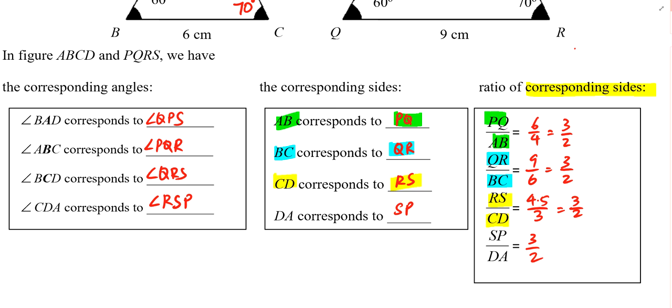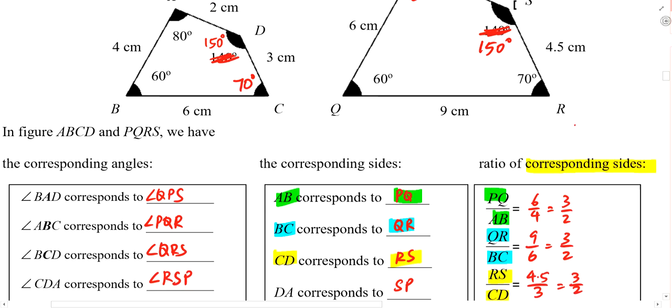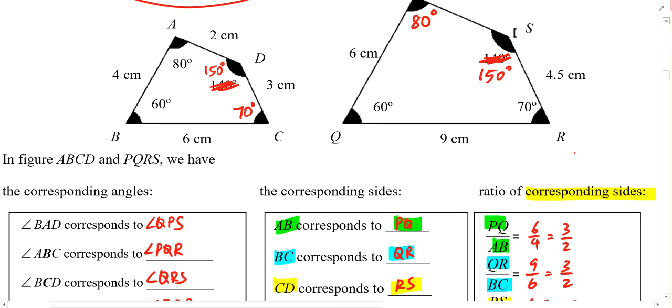Then I want you to realize also, for the ratio of corresponding sides, what is in the numerator? They are the sides from which triangle? The bigger or the smaller triangle? All these numerators are from the bigger triangle. Then the denominators are all from the smaller triangle, right?